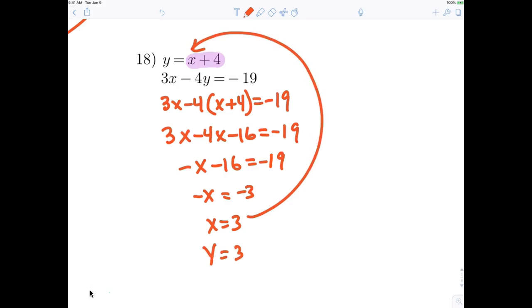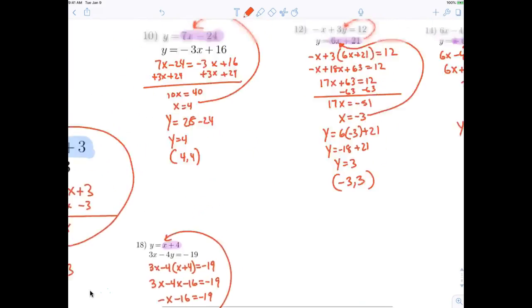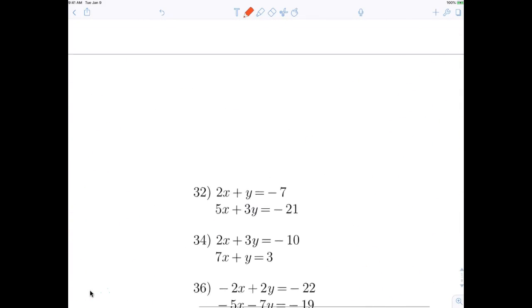So y equals 3 plus 4. So y is equal to what? 7. So my answer now is 3 comma 7. All right, listen, really hurry up, Julian. Pull up the worksheet so I can at least give you the basic demonstration for the substitution. All right, hurry up. I'm on number 20, so grab number 20.